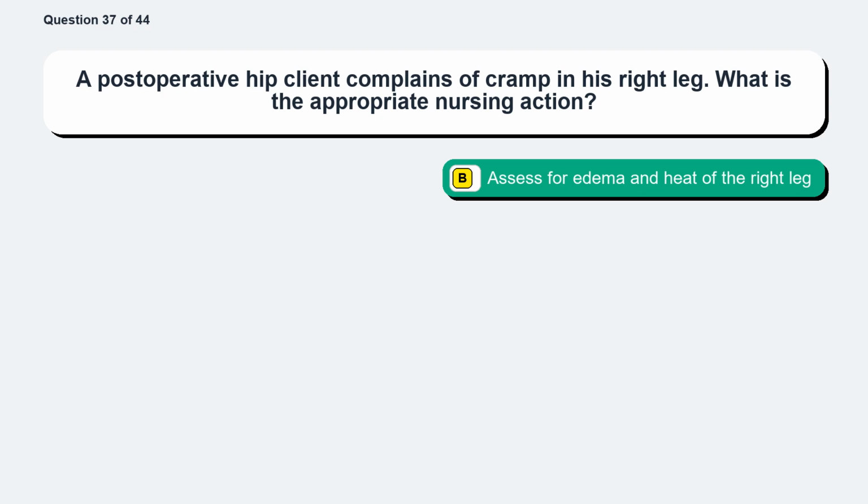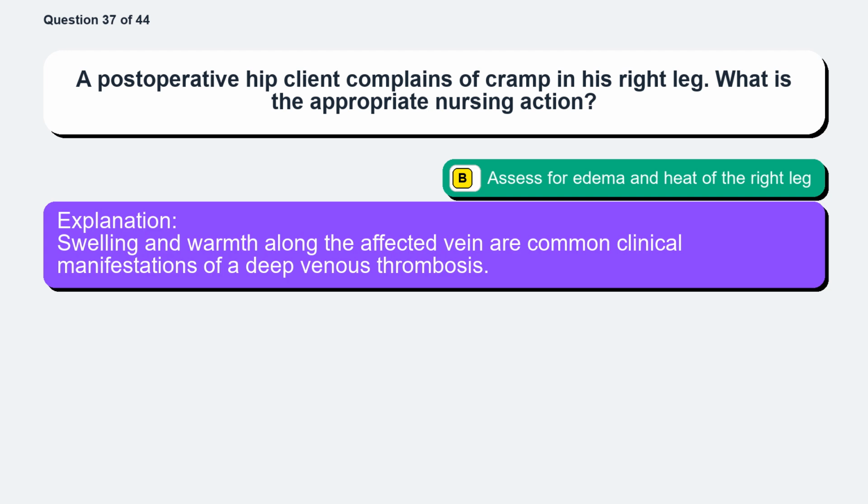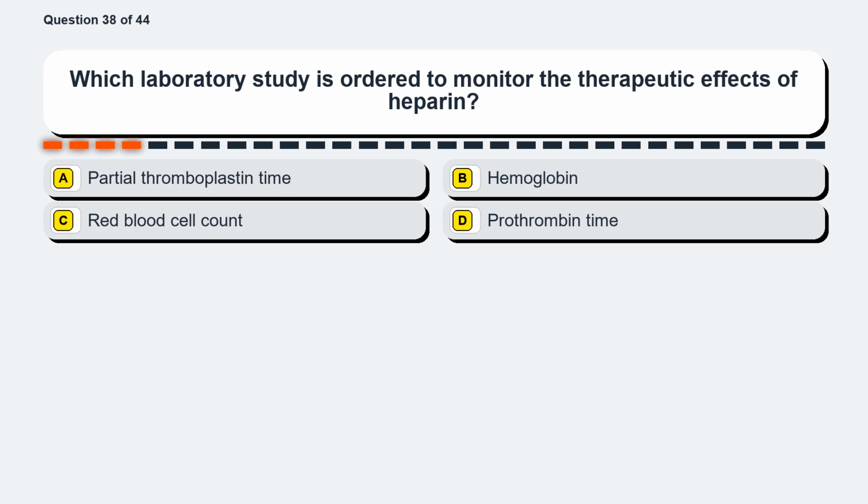The correct answer is option B, assess for edema and heat of the right leg. Swelling and warmth along the affected vein are common clinical manifestations of a deep venous thrombosis. Question 38. Which laboratory study is ordered to monitor the therapeutic effects of heparin?